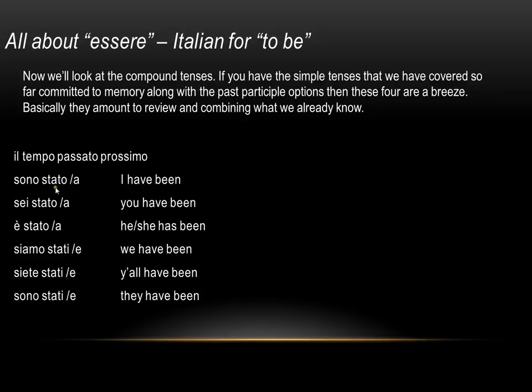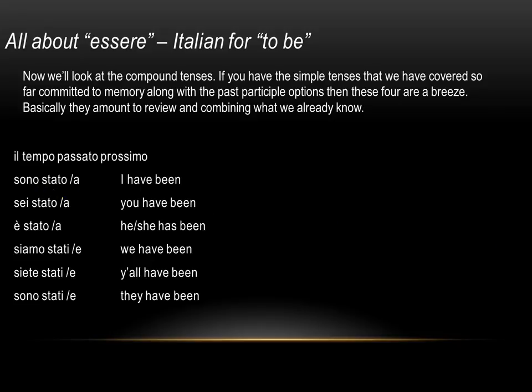So if you're a man, you're going to say stato. If you're a woman, you would say sono stata. Okay? I'm not going to cover that every time, but that's why you'll see the slash a. So if I say sono stato, it could be stato or stata. In the plural, you'll see if I have siamo, then the past participle has to be plural. So stati or state. Okay? And so there we go.